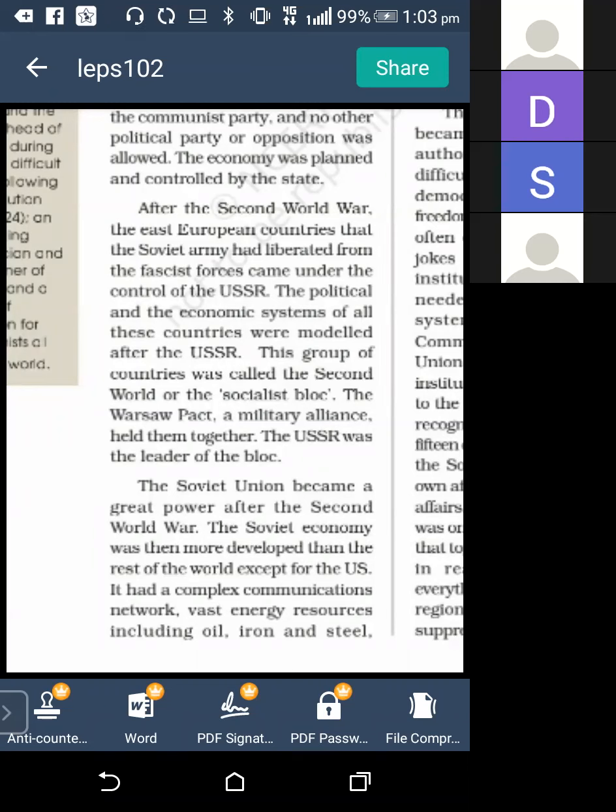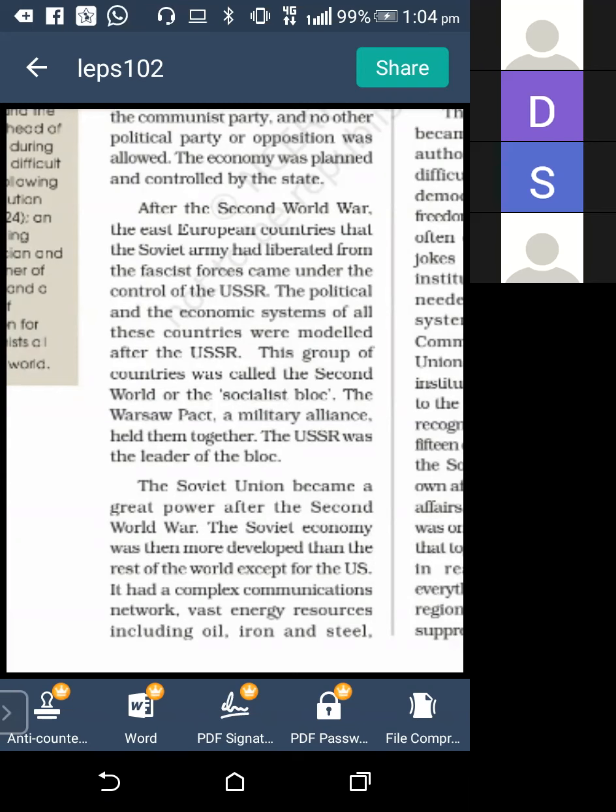You know, the United States had a lot of military pacts, NATO, SEATO, CENTO, and the Soviet Bloc or Communist Bloc had one military pact, and that is called the Warsaw Pact. The Warsaw Pact, a military alliance, held them together. The USSR was the leader of the bloc.